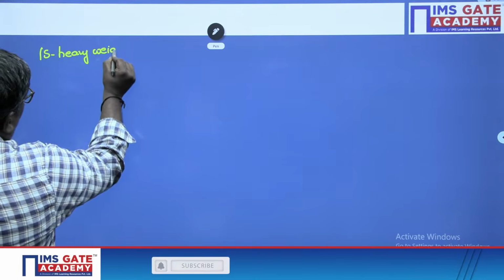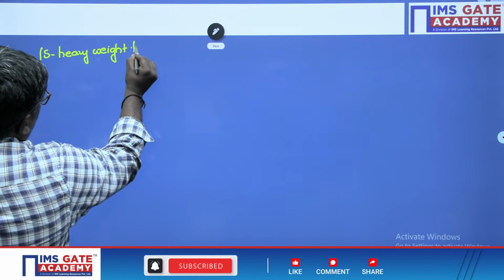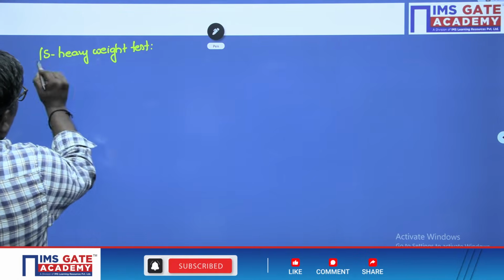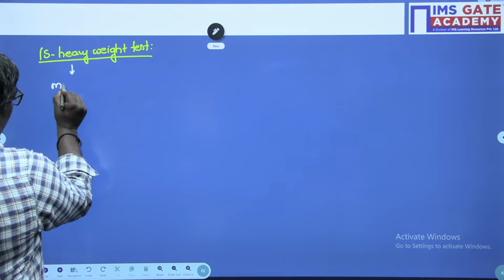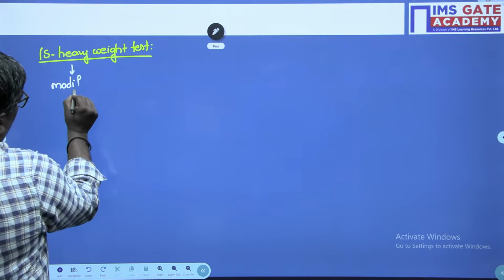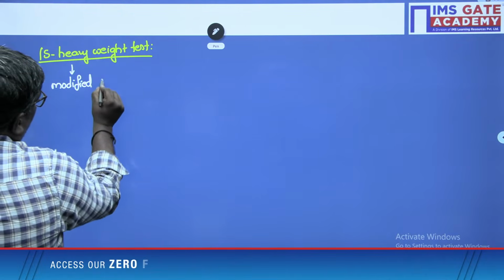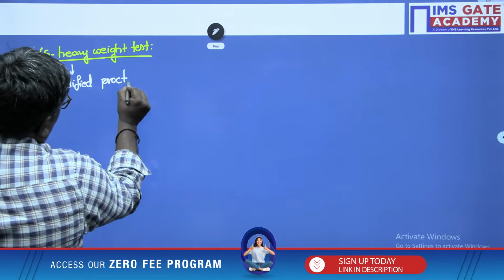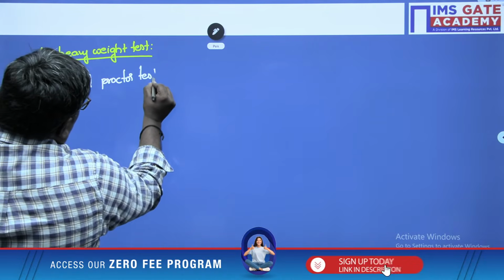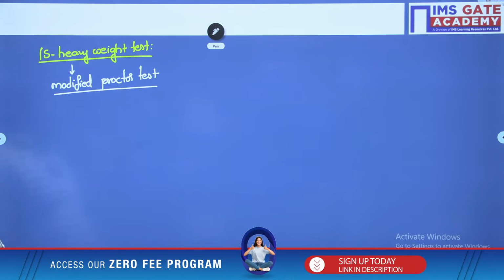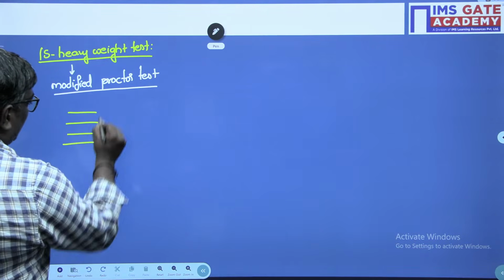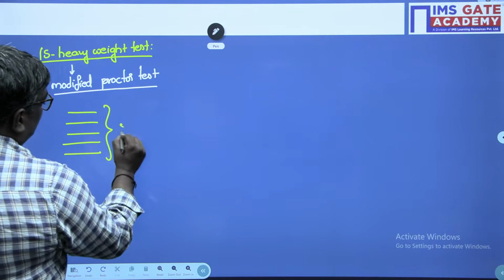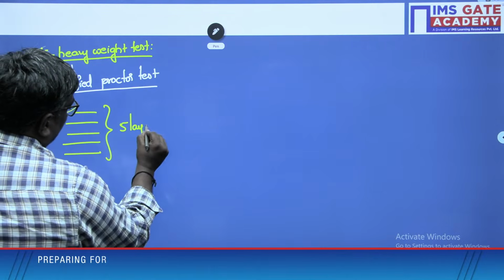Next one, what we have? Indian Standard Heavy Compaction Test. So the Indian Standard Heavy Compaction Test is also known as what? This is known as the Modified Proctor Test. Here, if you consider, soil is arranged in how many layers? Soil is arranged in 5 layers.